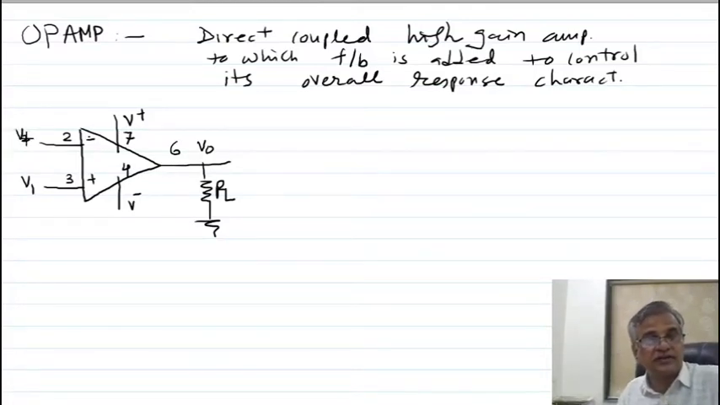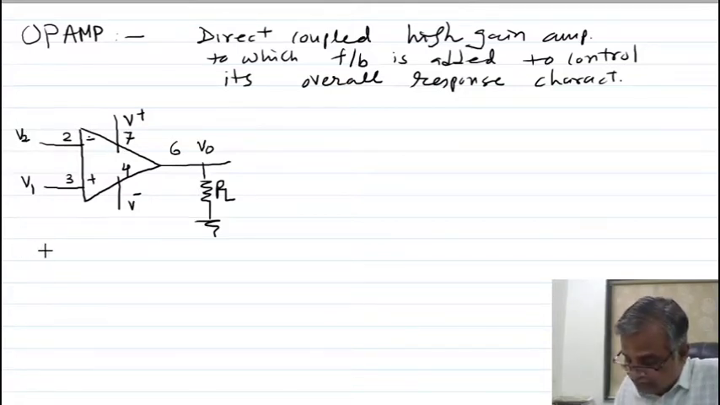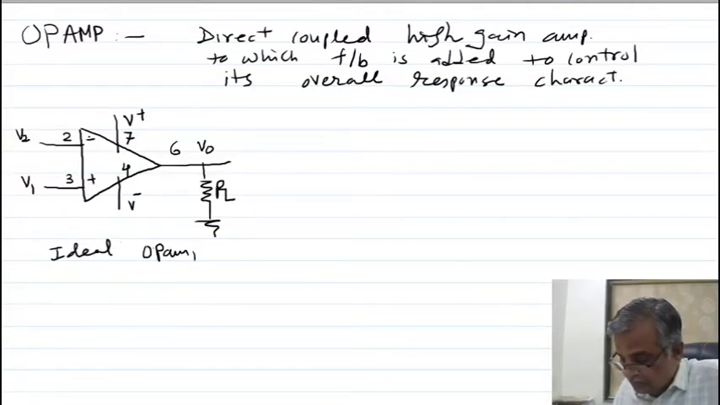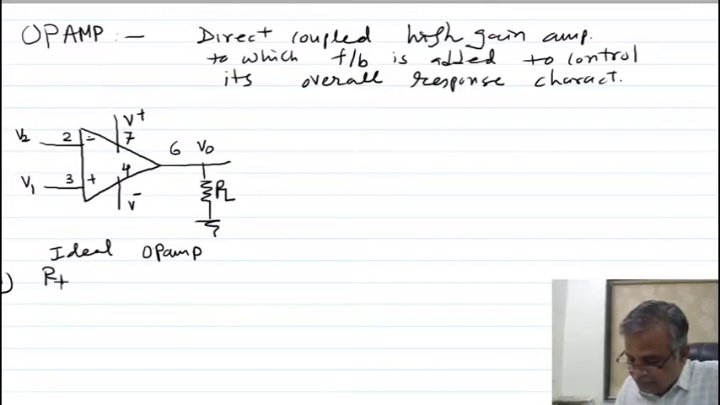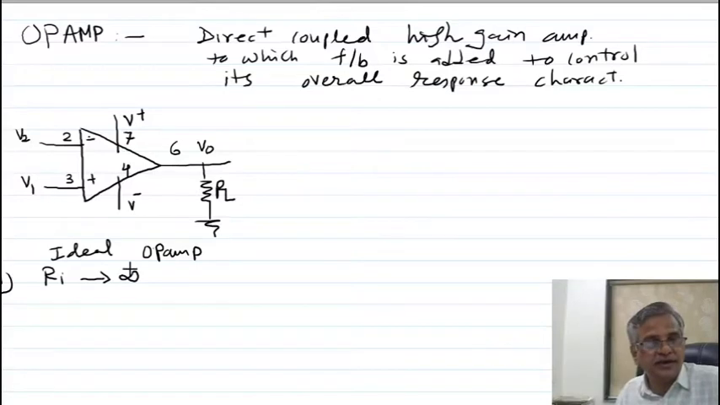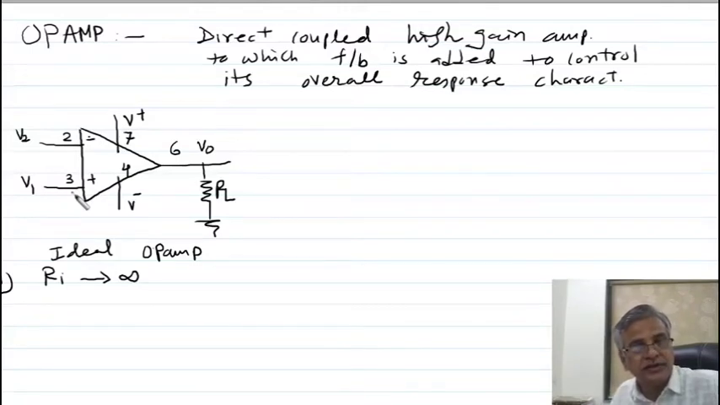So what are the characteristics? This is the most important for you. The characteristics for the ideal op-amp. First characteristic: input resistance of the op-amp tends to infinite. Input resistance between these two terminals of the op-amp is very large, tends to infinite.